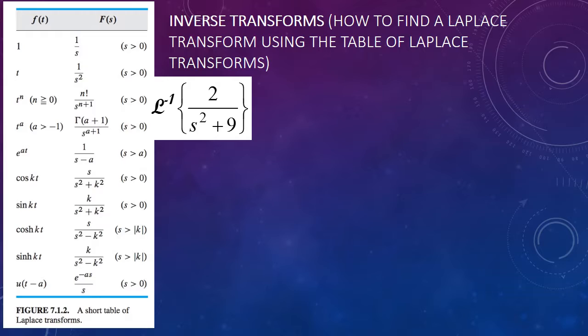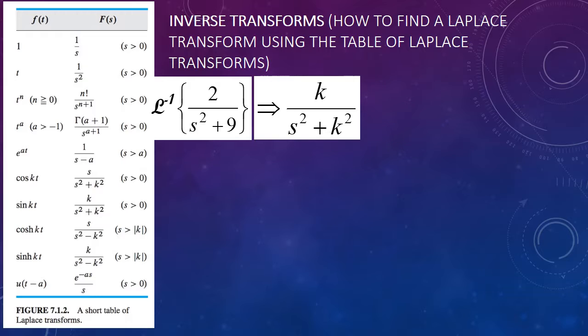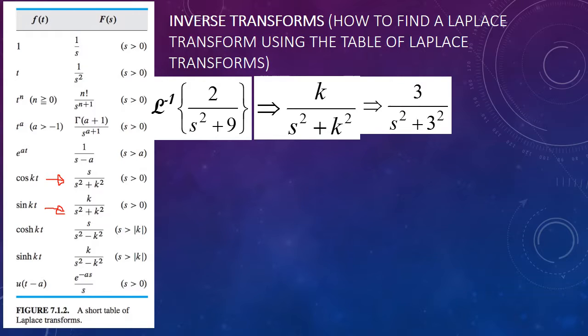All right, let's try another example. Let's find the inverse Laplace transform of 2 divided by s squared plus 9. And if you look over here on the table, the closest one we have is the sine one right here. It's not the cosine one because I don't have an s on the top. All right, so let's see what we can do. In this case, to get the right k, I have to have a 3. But see, mine has a 2 here. It's not a 3.